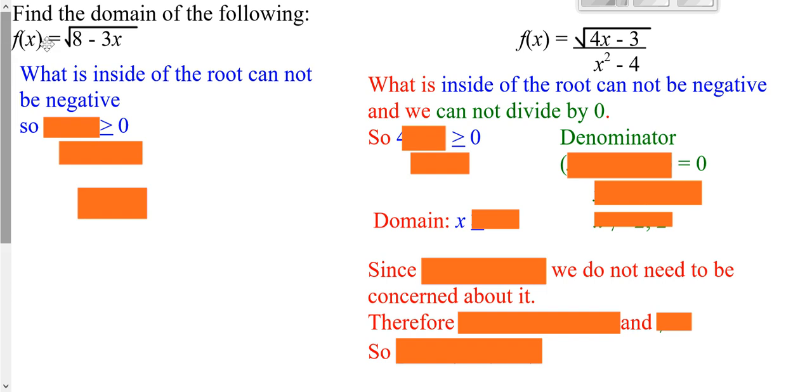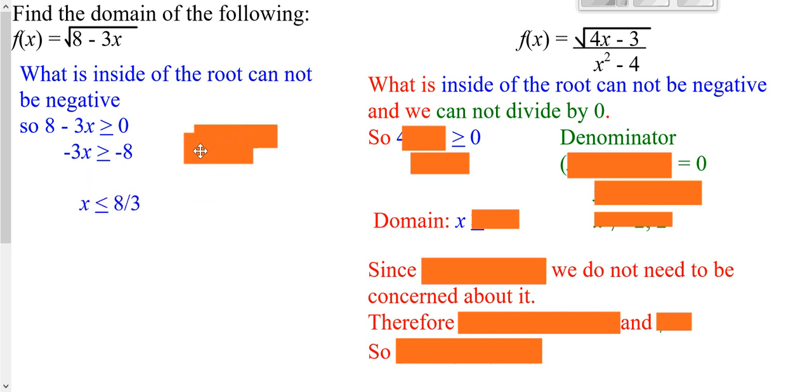So if we look at this first one to find a domain, we know we cannot take the square root of a negative. So what's inside of your square root, which is the 8 minus 3x, can't be negative, which means it has to be greater than or equal to 0. Now, if we solve that for x, that's going to be our domain. So we'll go ahead and subtract 8. Now we'll divide both sides by -3. Remember, when you divide by -3, you switch your inequality sign. Now this is your domain.